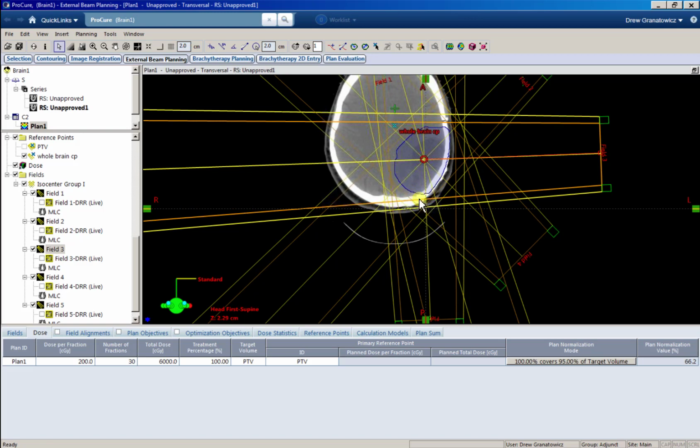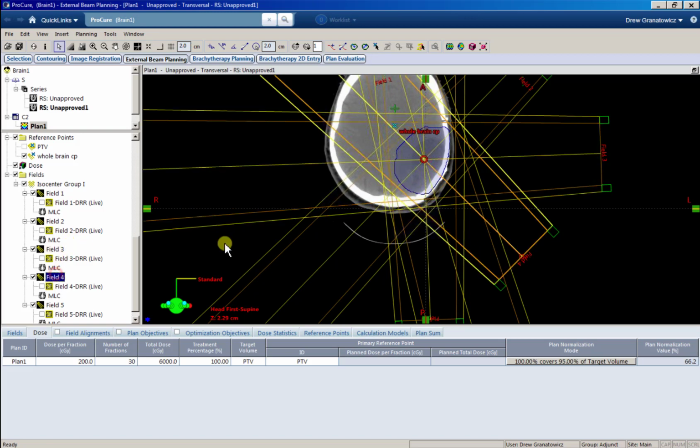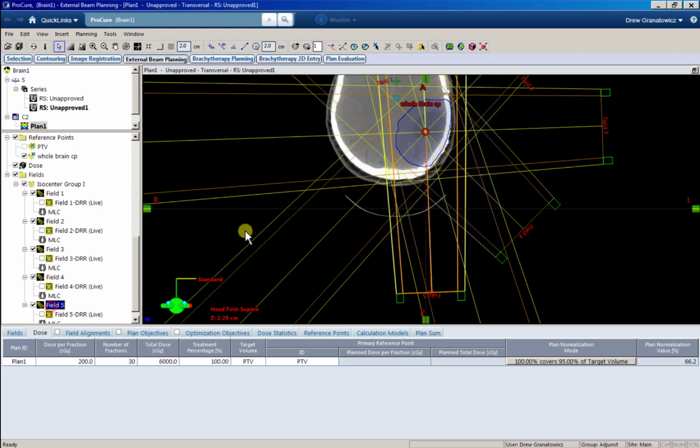Maybe it's a little flatter right there, so maybe same thing with field 4, I'll get it parallel with that. Looks like it pretty much already is. Then we have this field 5.